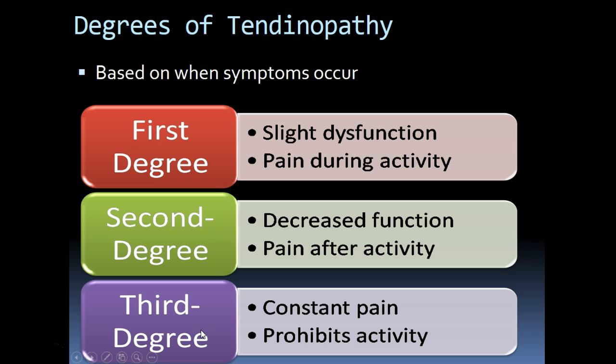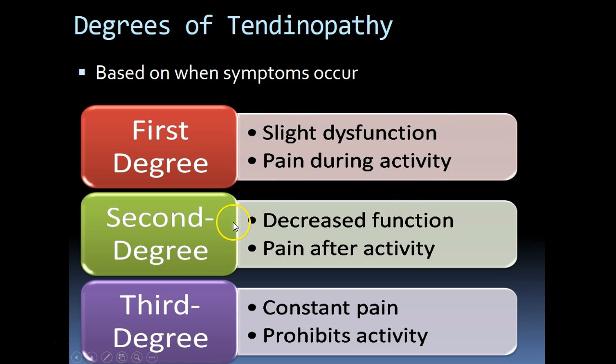So our next step is degrees of tendinopathies. How do you determine the type of tendinopathy or the degree? One way that clinicians have done this is with the first degree tendinopathy. What we tend to see is there's very slight dysfunction and the patient only has pain during activity. In other words, when they are not doing anything, they have absolutely no pain. They don't have pain after activity, just during the activity.